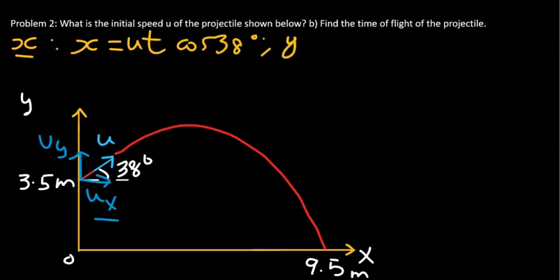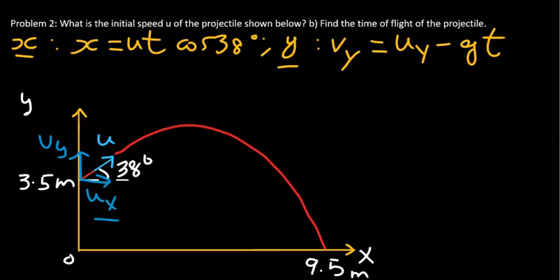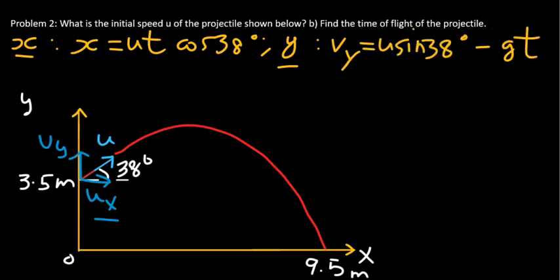Now let's do the y component equations. We start with the speed. Now we know the y component of the speed will vary with time, and it follows this equation of kinematics. So in this case, u is uy, a is minus g, and time t. And uy is u sine 38 degrees. That's this quantity right there. So that's the expression for the y component of the velocity.